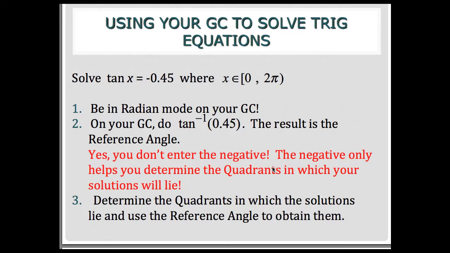We are going to use the inverse functions on our calculator to solve these. So we would do inverse function of 0.45. Now notice I'm saying to leave out the negative. I recommend you don't even put it in your calculator. The negative is really just helping you know where your answers are going to lie in which quadrants. So for instance, in this one, tangent's negative. So you have to think about between all 4 quadrants, where is tangent negative? That's going to tell you in what quadrants your answers lie.